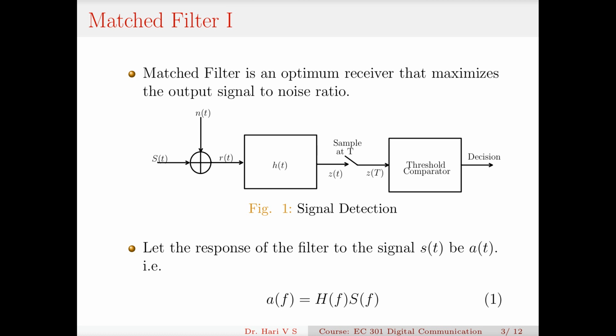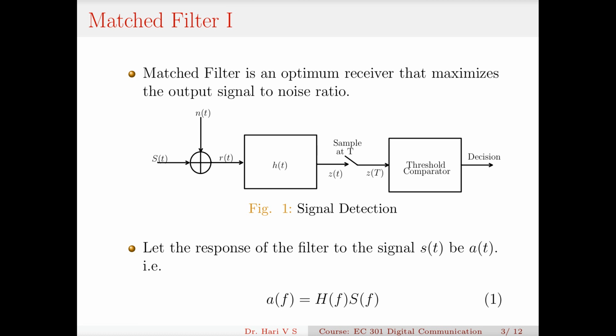Earlier you have seen a correlation receiver, which is also an optimum receiver. What it optimizes is that it minimizes the probability of error. Here, in the case of a matched filter receiver, it maximizes the output signal to noise ratio. So I have to compute the output signal to noise ratio and see for what value of h(t) or H(f) this output SNR is a maximum.